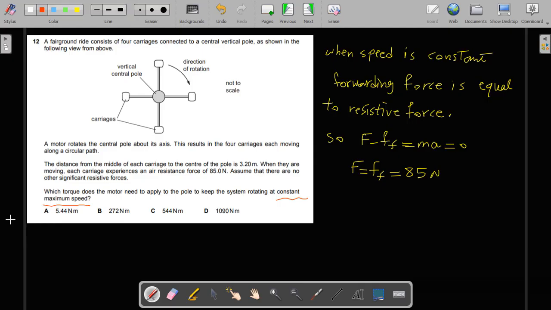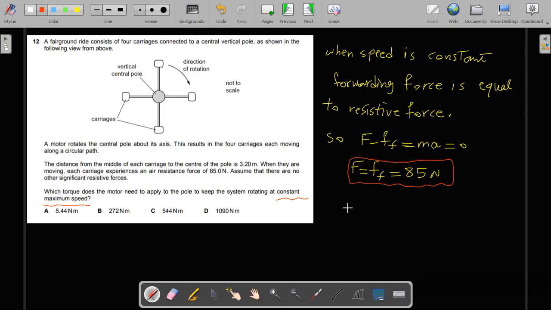When a speed is constant and maximum, we know that in the air, when a body is falling, when the speed is constant, this speed is maximum and it is called terminal velocity. For this question, when a speed is constant, forwarding force equals resistive force. That's why F minus friction force equals MA, because a speed is constant, so MA is 0. So F equals frictional force equals 85, or resistive force equals 85.